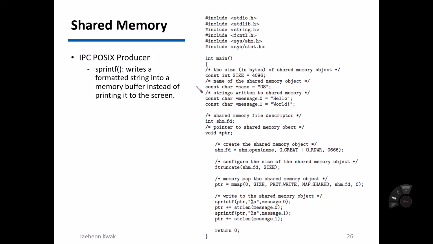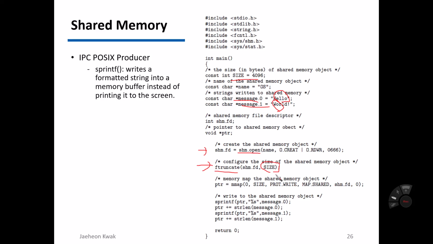So actually the meaning of the code is very easy. We have some size and some messages. We're going to write this hello world into the shared memory region. To use the shared memory, we have to create a shared memory object by calling this, and then we configure the size of the shared memory by calling this.